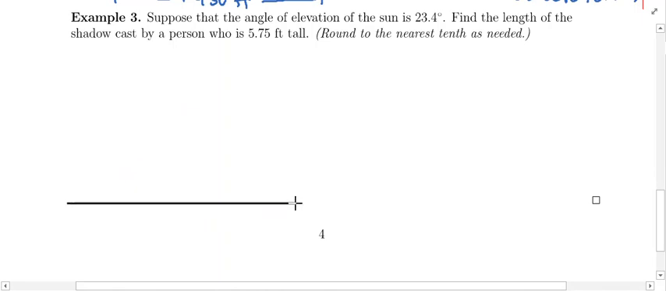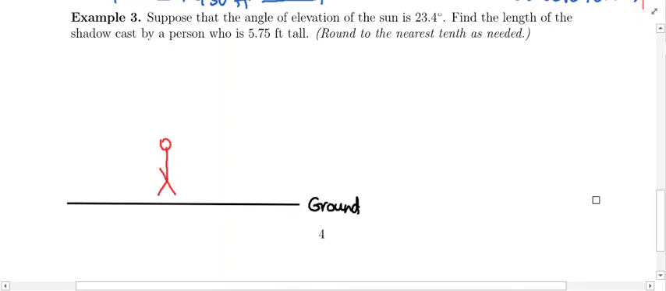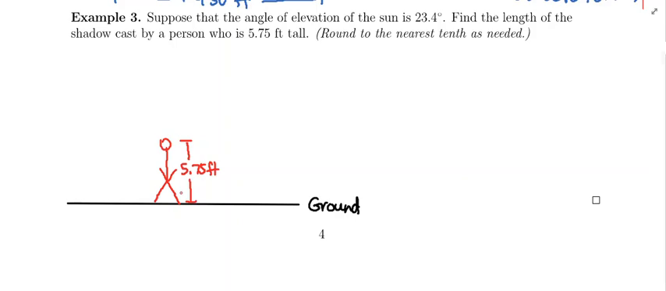So we'll go ahead and say, here's the ground, and there is a person. So here's the person, and we know that this person is 5.75 feet tall. And then there is the sun. The sun is casting a shadow.